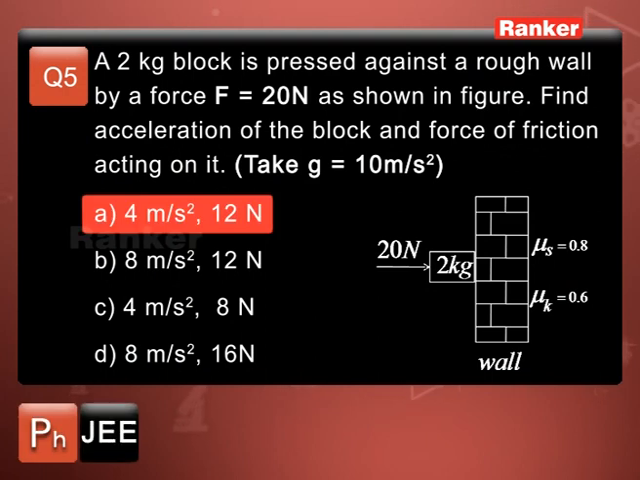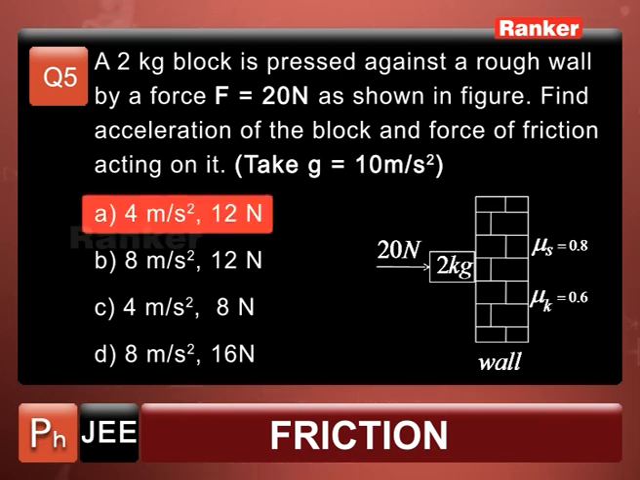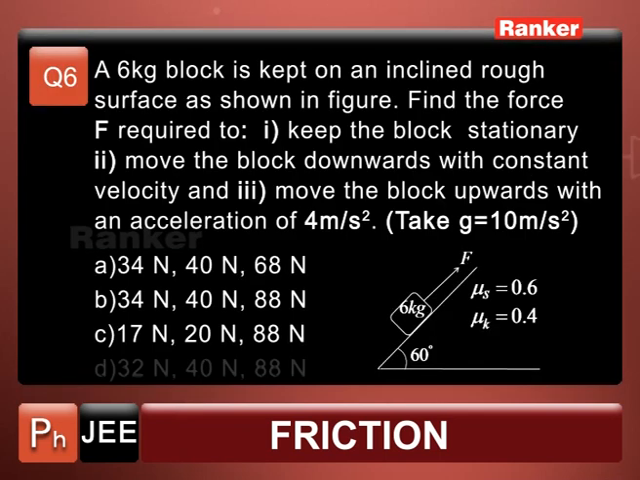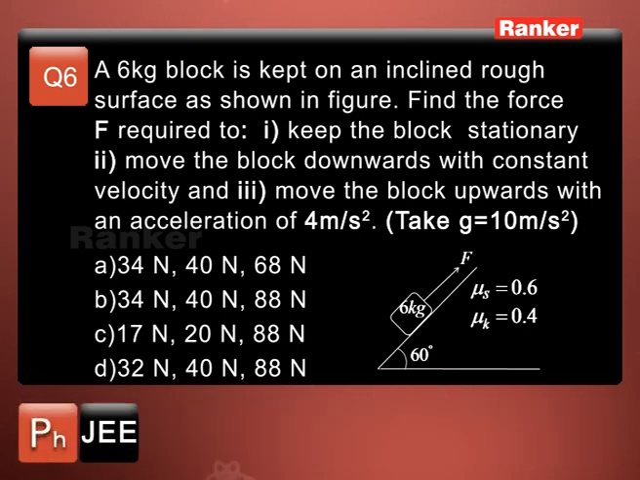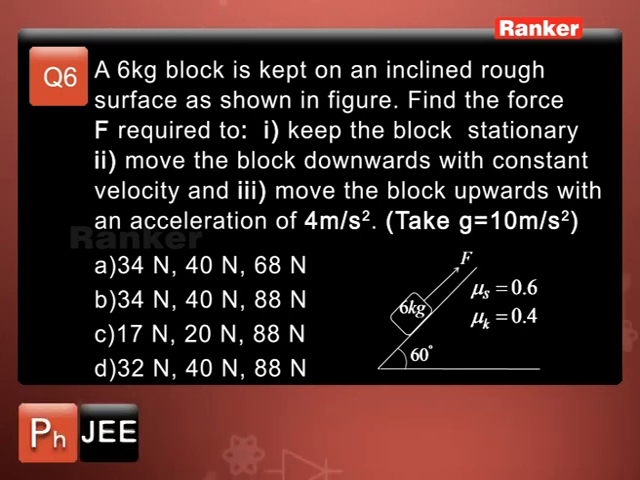So the correct option will be A, which is nothing but 4 meter per second square and 12 Newton. Question number 6. A 6 kg block is kept on an inclined rough surface as shown in the figure. Find the force F required to, bit 1, keep the block stationary, bit 2, move the block downwards with constant velocity, and bit 3, move the block upwards with an acceleration of 4 meter per second square.